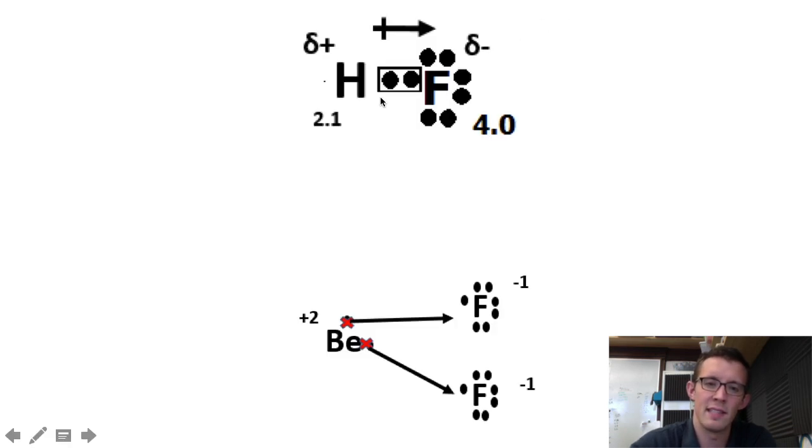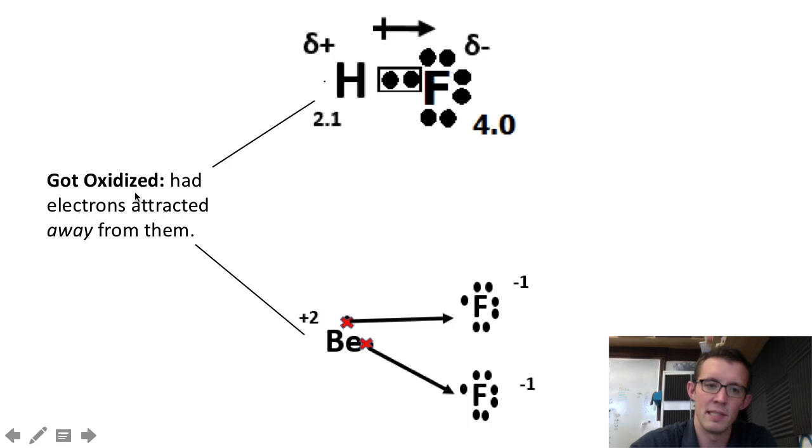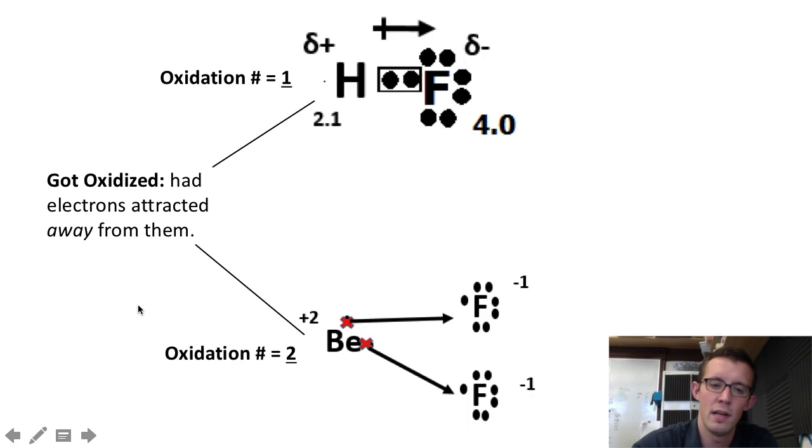Hey, Chem team. So you guys saw in class that when elements lose their electrons, so for instance, hydrogen is partially losing its electron to fluorine, and beryllium is losing its electrons to these two fluorines, we say that those elements get oxidized. And so hydrogen would have an oxidation number of +1 because it has one of its electrons being partially attracted away from it. And beryllium would have an oxidation number of +2 because 2 of its electrons are being completely attracted away.